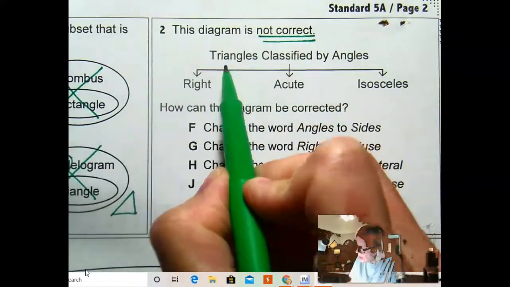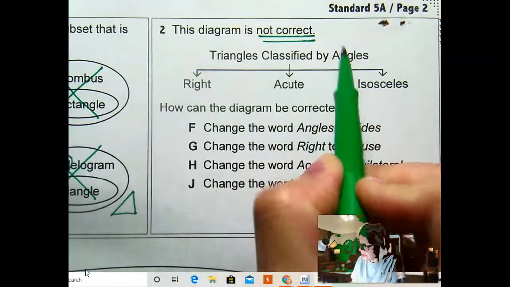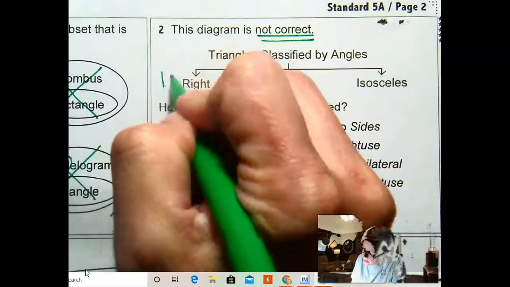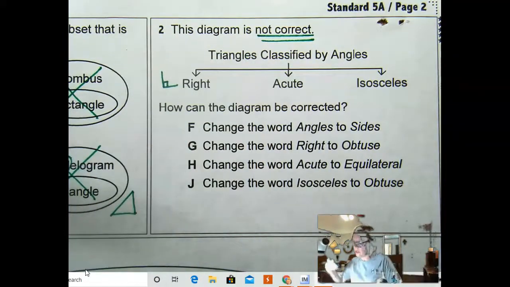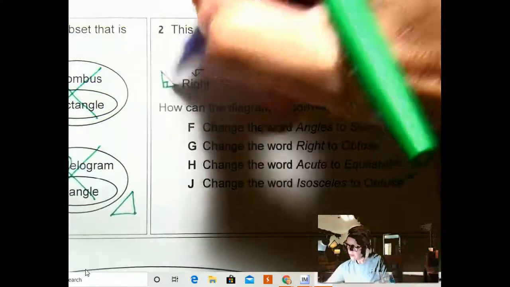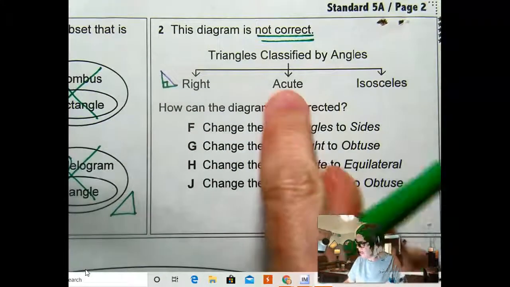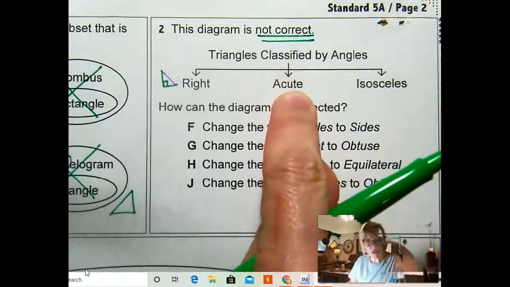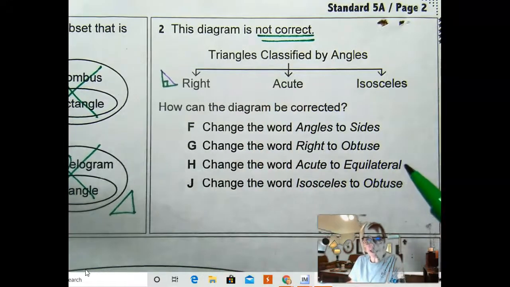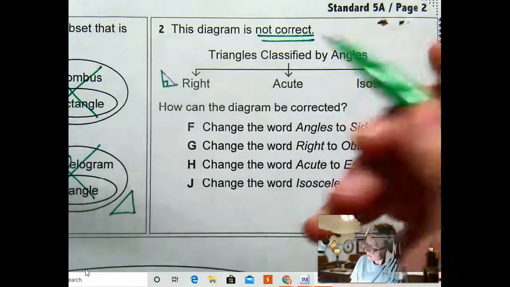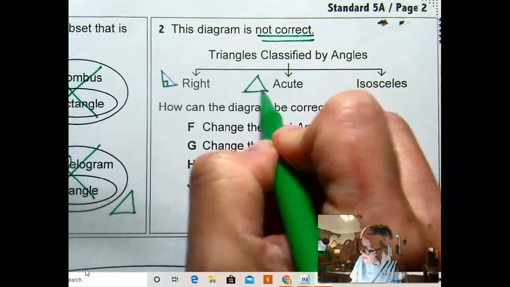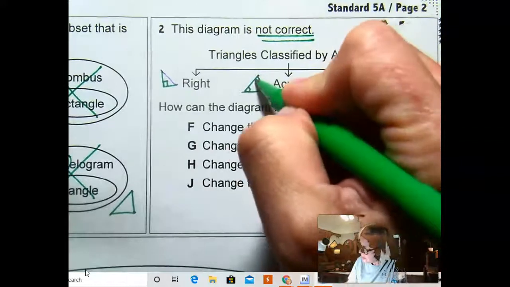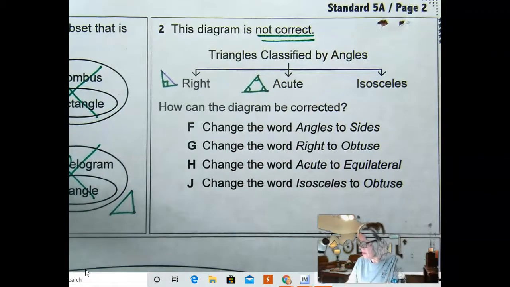Okay, triangles classified by their angles. Okay, so we have right angles. That means there's one that has a 90-degree angle. Should look like that. And of course, we would close it in with the third side. Then we have an acute triangle. Now, an acute triangle has to have all 3 angles acute. That would look like this. There's lots of ways you could draw acute triangles. All 3 angles are acute.